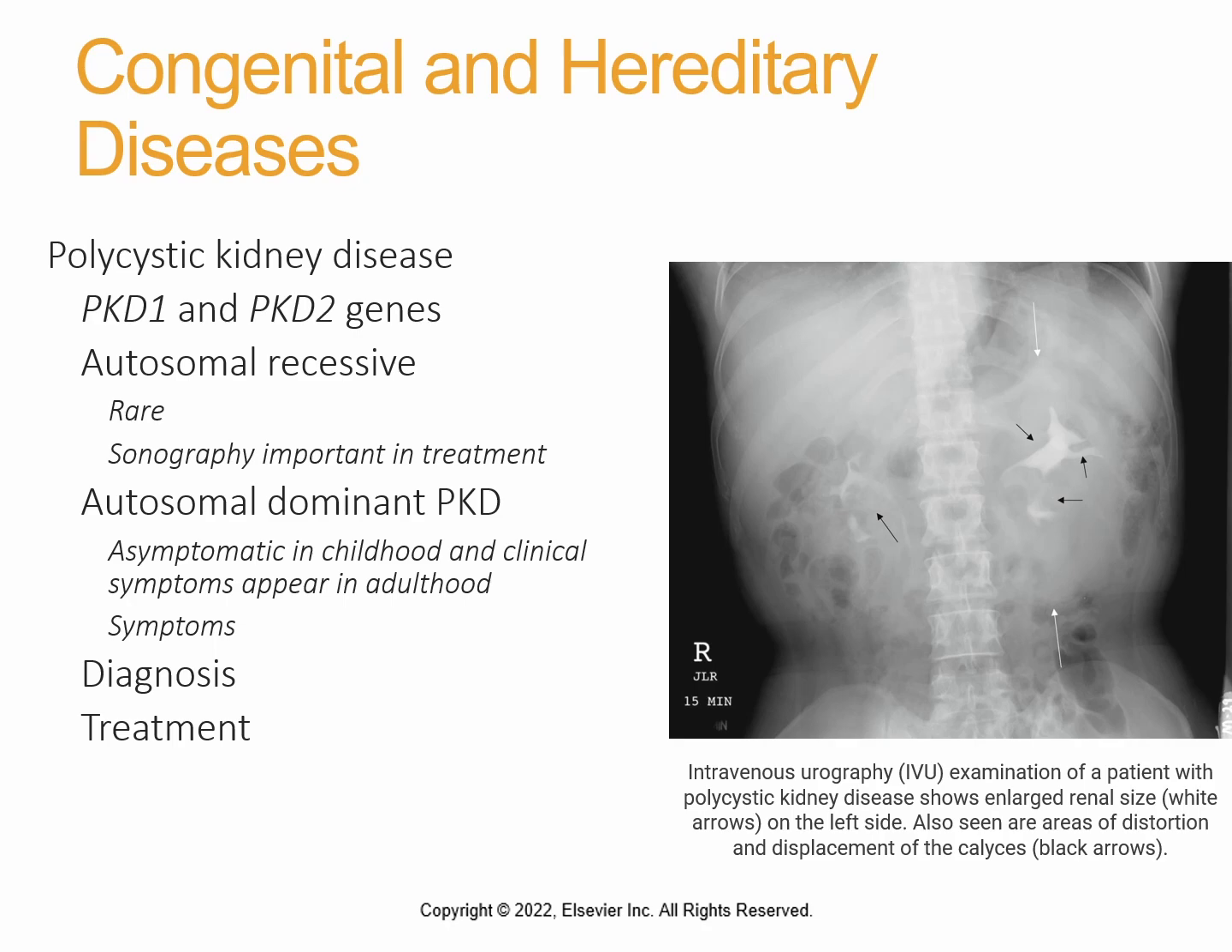IVU images will show bilateral enlargement of the kidneys that are not well outlined, and calyceal stretching and distortion. Treatment includes good management of UTIs, basic fluid and electrolyte management, hypertension management, avoidance of physical activities that could cause harm to the abdomen, and management of pain caused by the occasional rupture of a cyst.